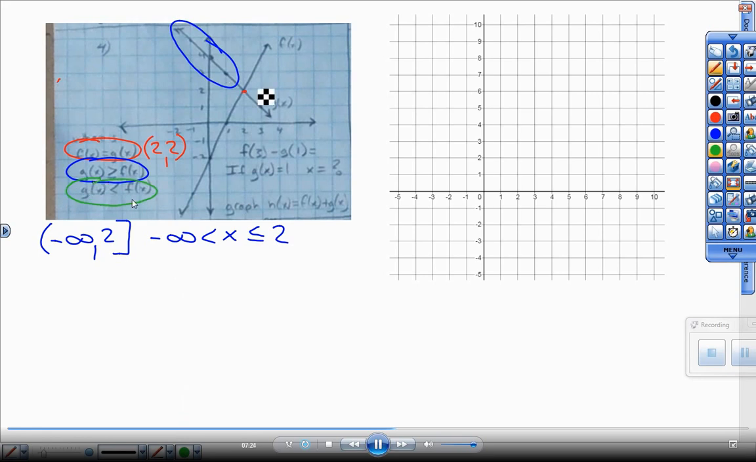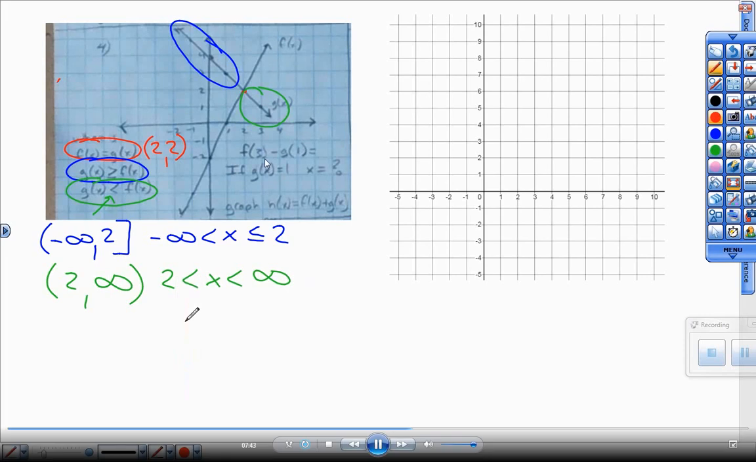Where g of x is less than f of x, that's the spot where the g line is underneath. Bordered from 2, round bracket, because of that inequality, to positive infinity to the right. Don't put negative infinity.